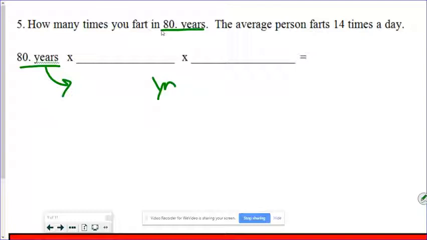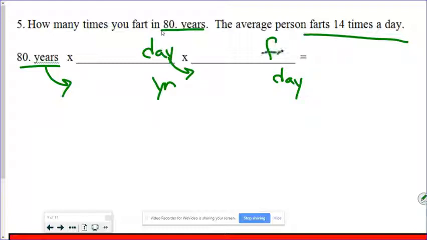What can you convert years into? Well, in the last problem, we found out that we can convert years into days. So let's do that. We can do that easy enough. I do not want to know how many times in days. I want to know how many times you fart. So in this one, days are up here, so days must go on the bottom of the next step. And we do have a conversion factor of 14 times a day, so we can put that up there. See if you can put the numbers in.